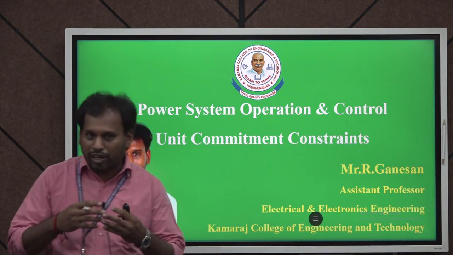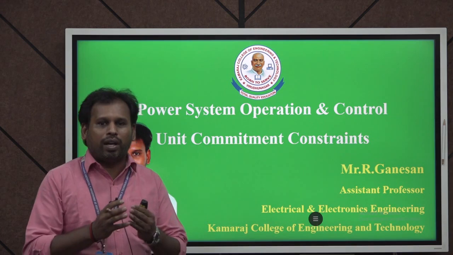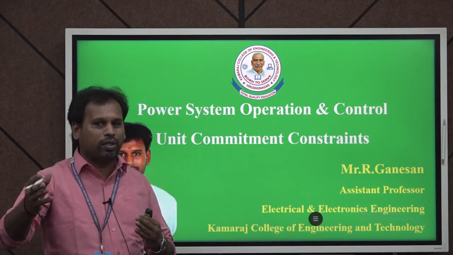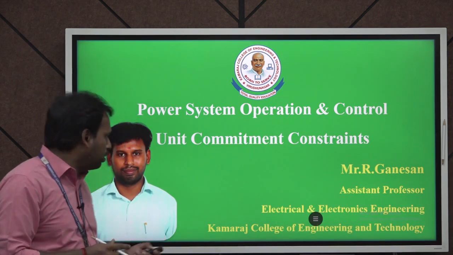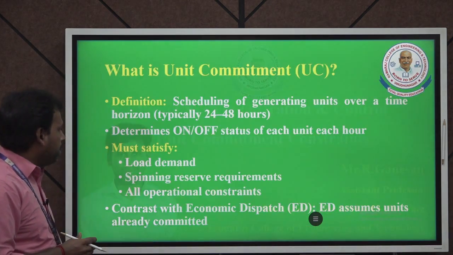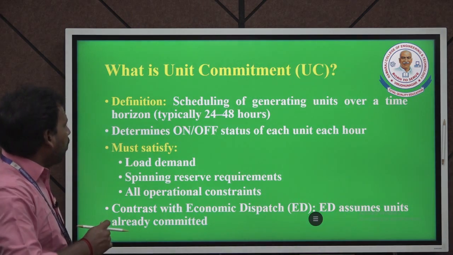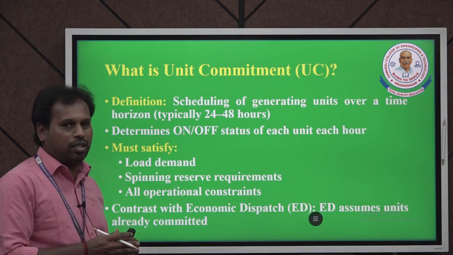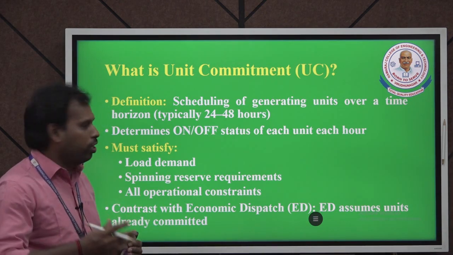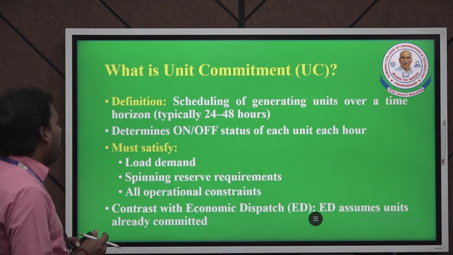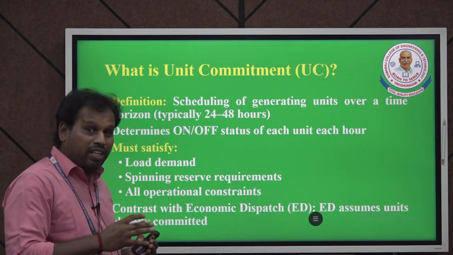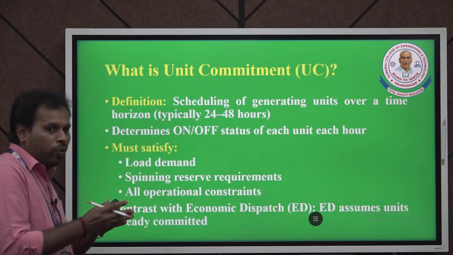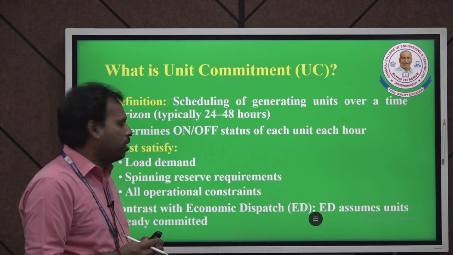After that, we commit the unit. We are going to analyze how much cost is involved for the load. That is the economic dispatch. So first, unit commitment is scheduling of generating units over a time horizon, typically 24 to 48 hours depending on the load demand. So determine the on/off status of each unit each hour. This is unit commitment, we can call it UC.